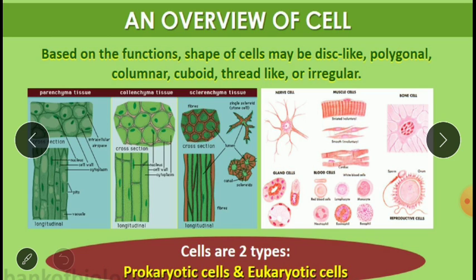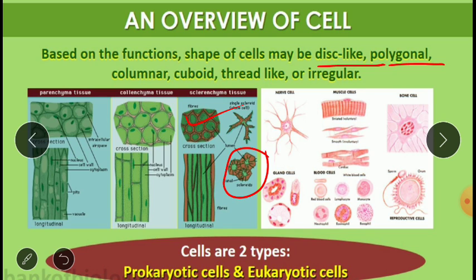Based on the functions, the shape of the cell may be disc-like, polygonal, columnar, cuboidal, thread-like, or irregular. So we can see that the cell can be of any shape. There are various shapes of the cell based upon their functions, which are the following. That is disc-like, or it can be polygonal. You can see these are the polygonal cells. How are they appearing? You can see over here.